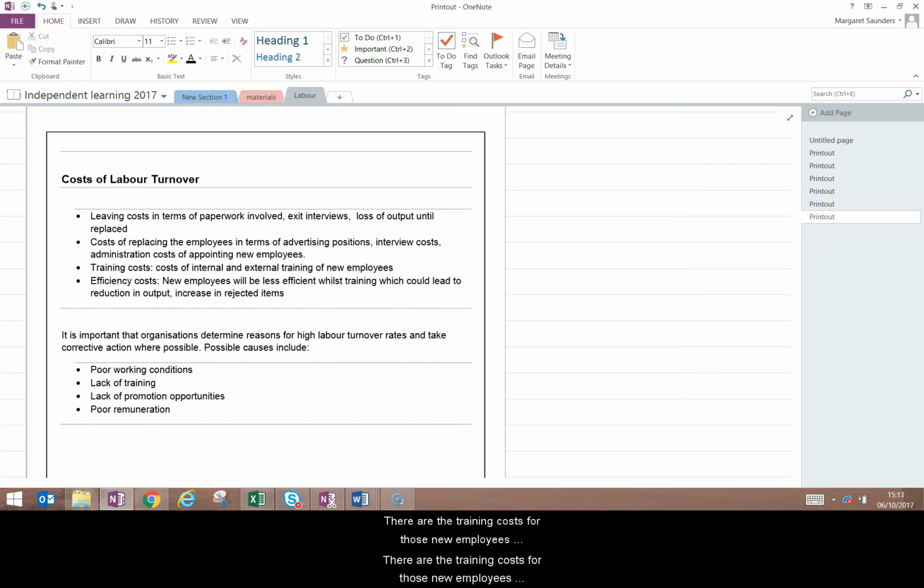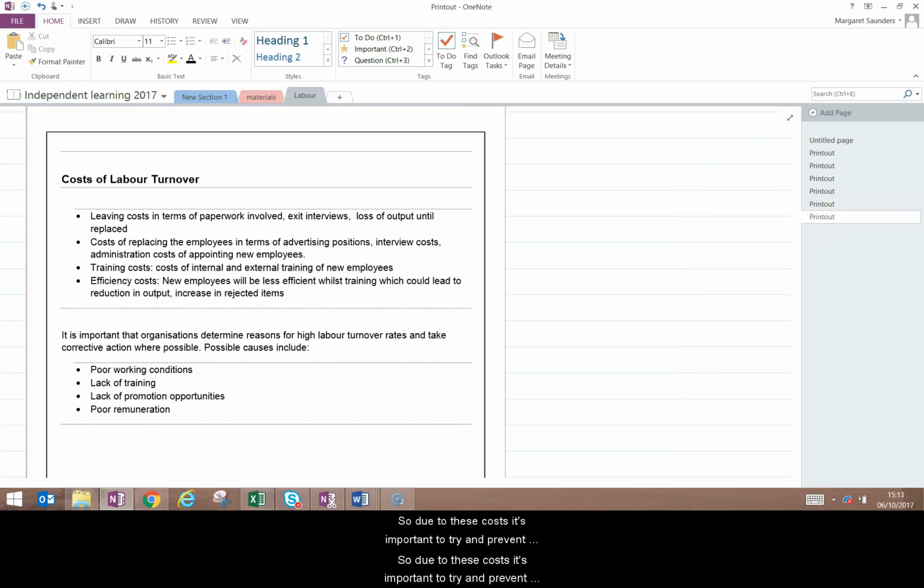There are the training costs for those new employees, whether it be internal or external training courses. And finally, there are the efficiency costs. New employees will be less efficient whilst they're training, so therefore the organisation is likely to see a reduction in output and or an increase in rejected items.